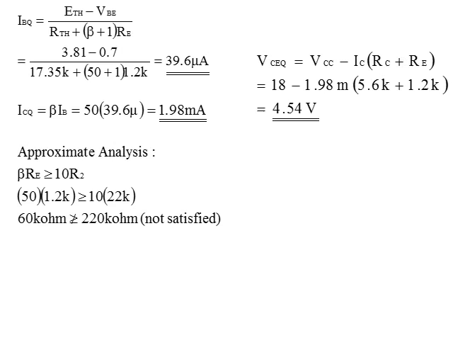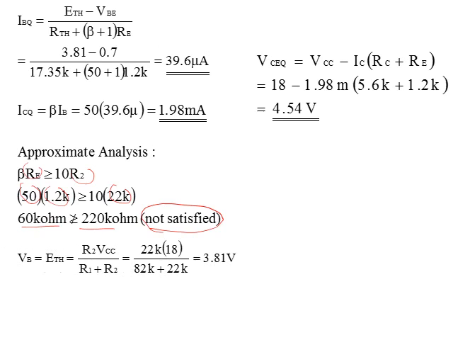Now next, let's go to the approximate. In the approximate, beta was 50, RE was 1.2, R2 was 22. When I multiply them, 60 kilo ohm is not greater than 220. So we did not satisfy the condition. Okay, you may say, let me apply it even if it is not satisfying the condition. Okay, I will apply the approximate and see the difference. Is it acceptable or not?